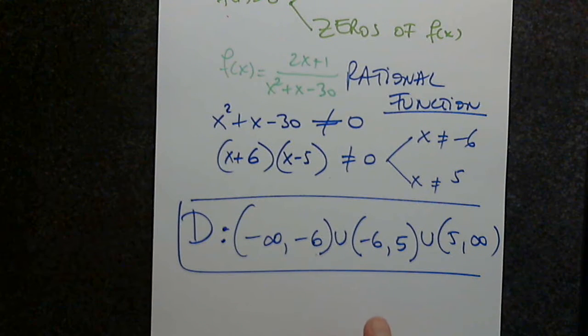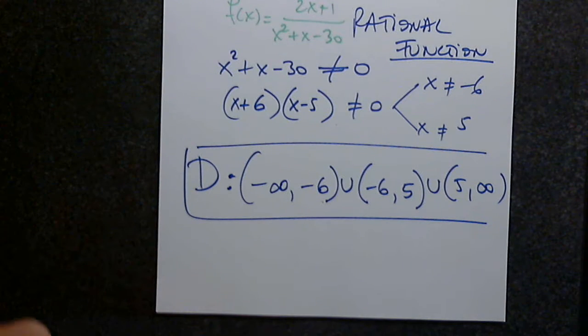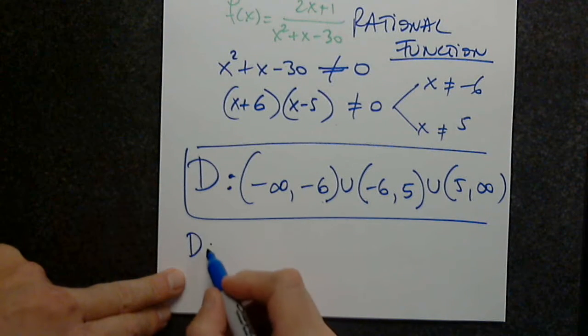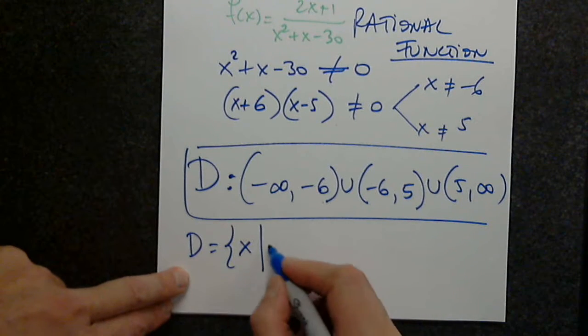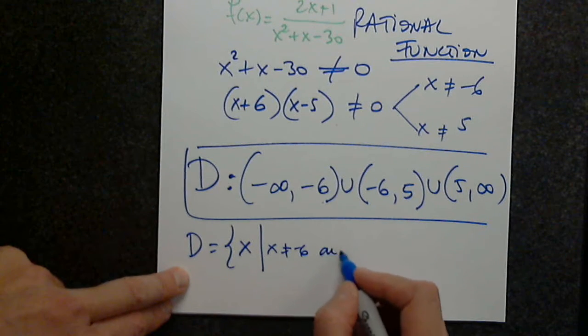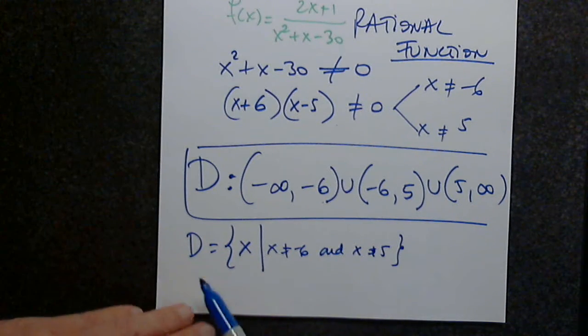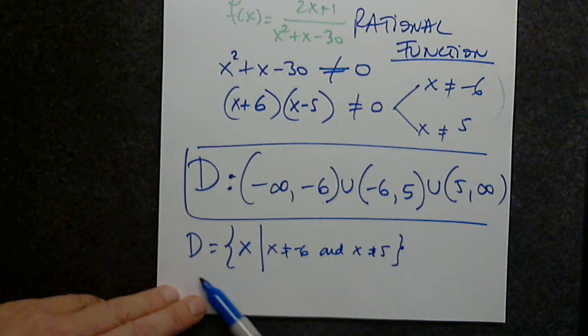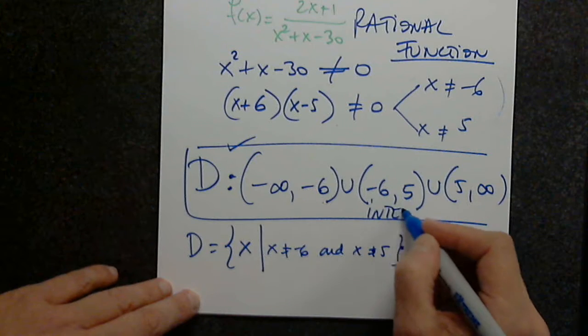Yes, there is a notation called the set builder notation, but it's not recommended. The set builder notation in this situation would be something like all x values such that x does not equal -6 and x does not equal 5. But this is basically what we just determined, just written differently. So we prefer the interval notation. Very good question. Thank you.